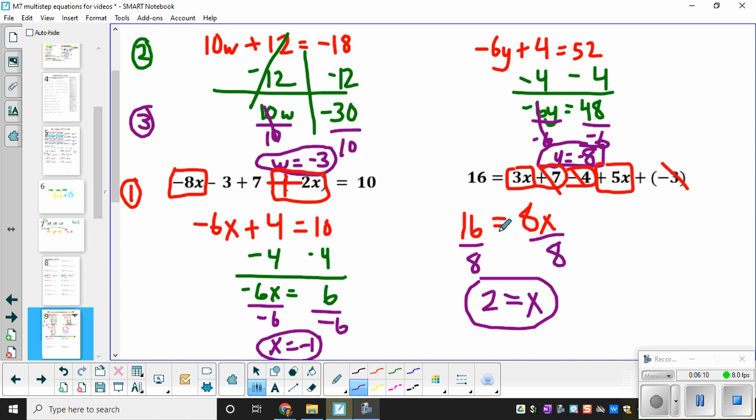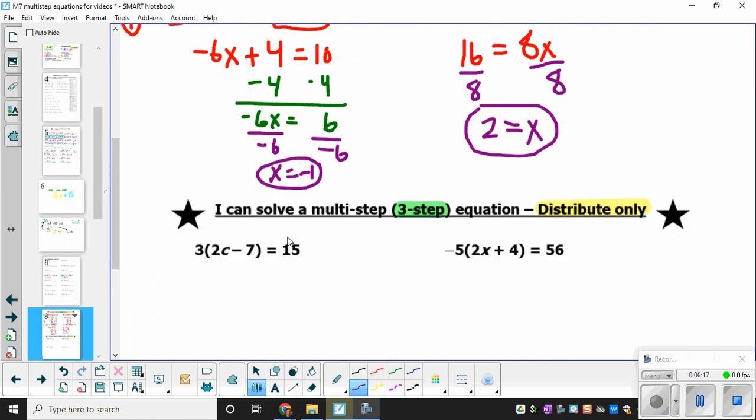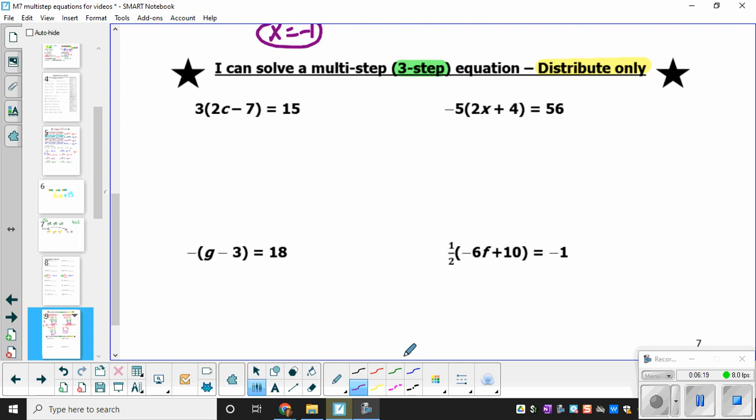All right, so these 4 were just when you had to combine like terms only. That was the first step to combine, and then you had the 2 steps left over. So now what we're going to look at is 4 more examples where the first step is going to be to distribute. We're going to distribute first, and then we'll have a 2-step equation left over to solve.